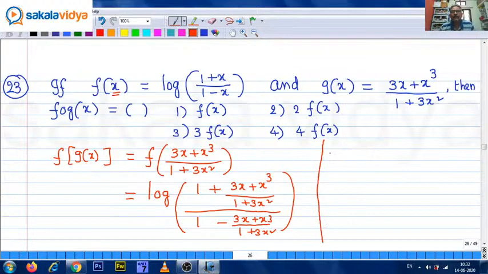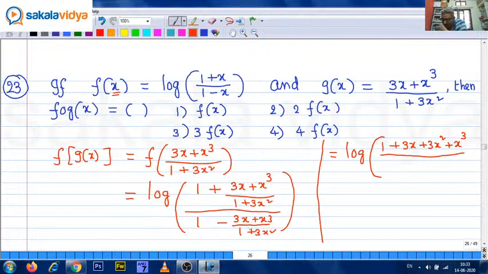Next, this equals log of, 1 plus 3x square is the LCM. We get 1 plus 3x plus 3x square plus x cube upon, here also 1 plus 3x square LCM, 1 plus 3x square gets cancelled. Here we get 1 minus 3x plus 3x square minus x cube. Using the binomial theorem, the numerator and denominator both are binomial expansions.